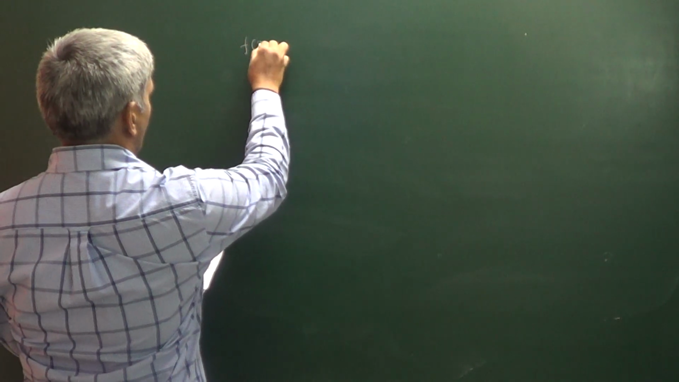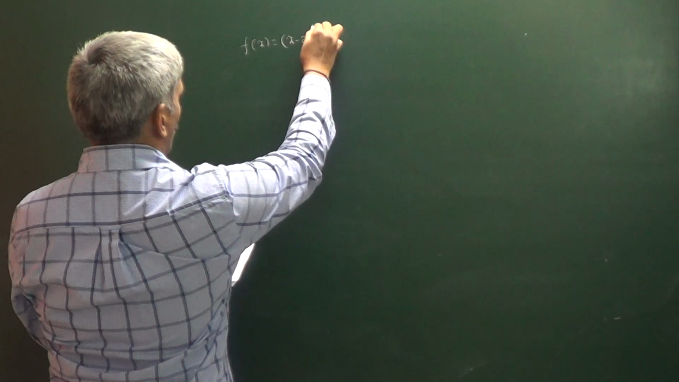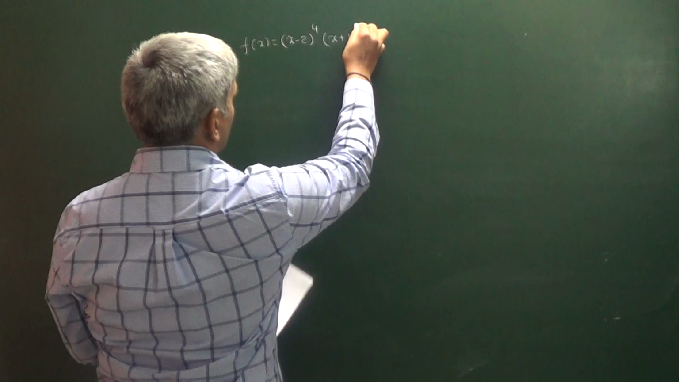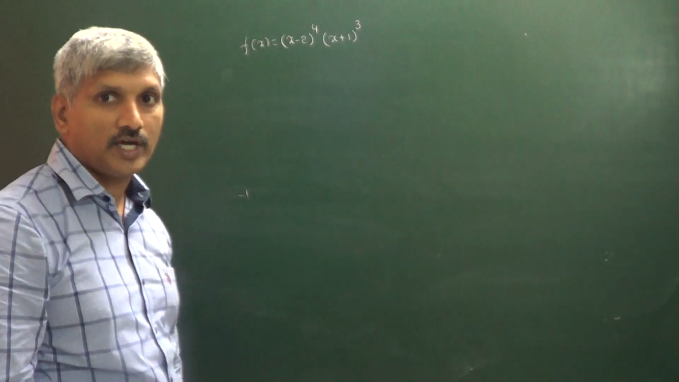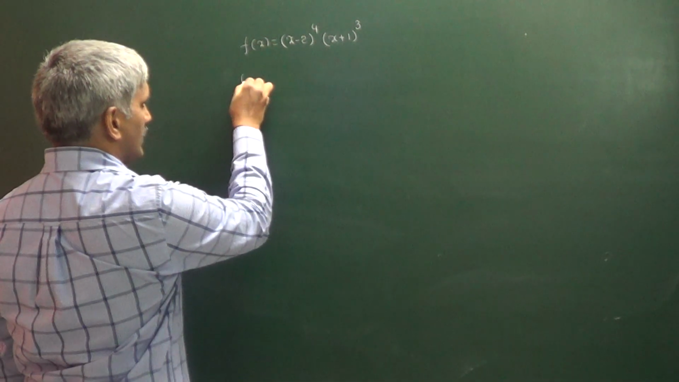So this is one more example. The function is given in this way. f of x is equal to (x minus 2) to the power of 4 into (x plus 1) cube. That is the function f of x. Come on, let us find f dash of x.